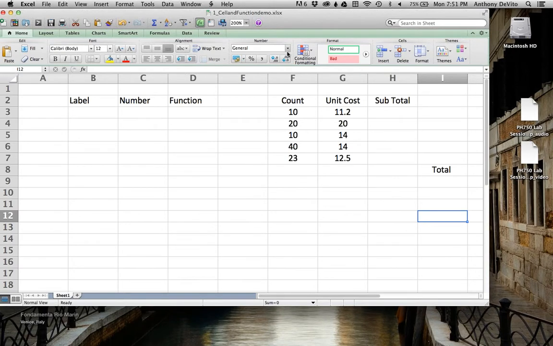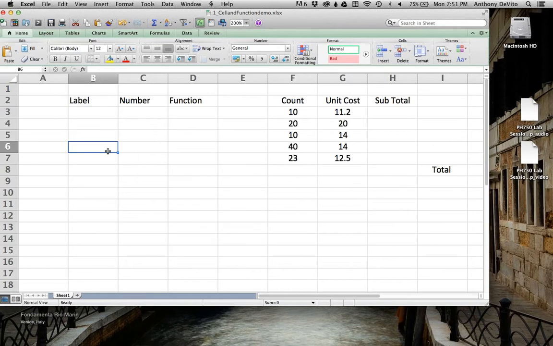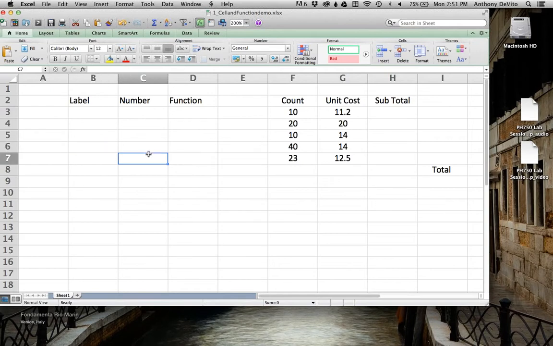Okay, basically a spreadsheet consists of any number of rows and columns with cells or boxes. And each one of those boxes has its location identified by the letter and the number that it's located in. Like that's B6 and this is C7, and so on and so forth. You can have 3 different kinds of things in any one of these cells.